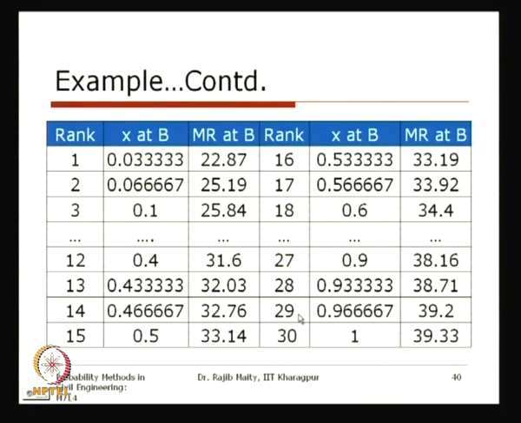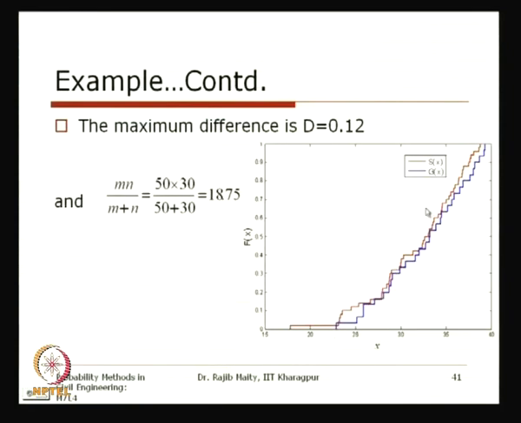And if we plot this, it looks like these two plots, one shown in red and the other in blue. Now we can observe the maximum difference, and this maximum difference is found to be 0.12. As I told you, there are two samples, where M is the 50 data samples and N is the 30. So if we compute it, it becomes 18.75. So we have to see what is the critical value against this sample size of 18.75.